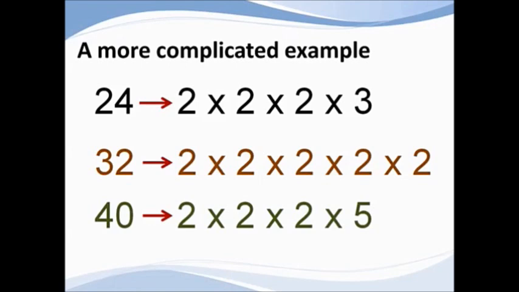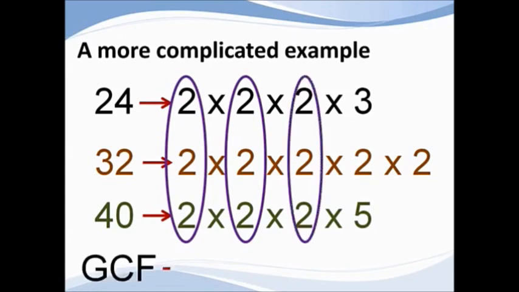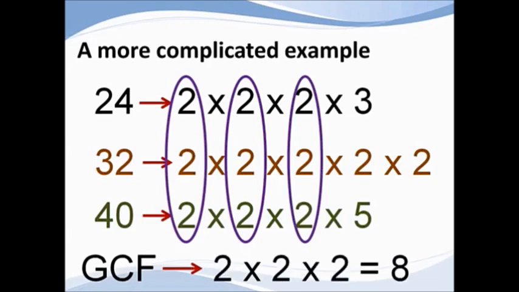The greatest common factor are the factors that are in common in all three lists. 2 is in each of the three lists, 3 separate times. Therefore, the greatest common factor is 2 times 2 times 2, or 8.